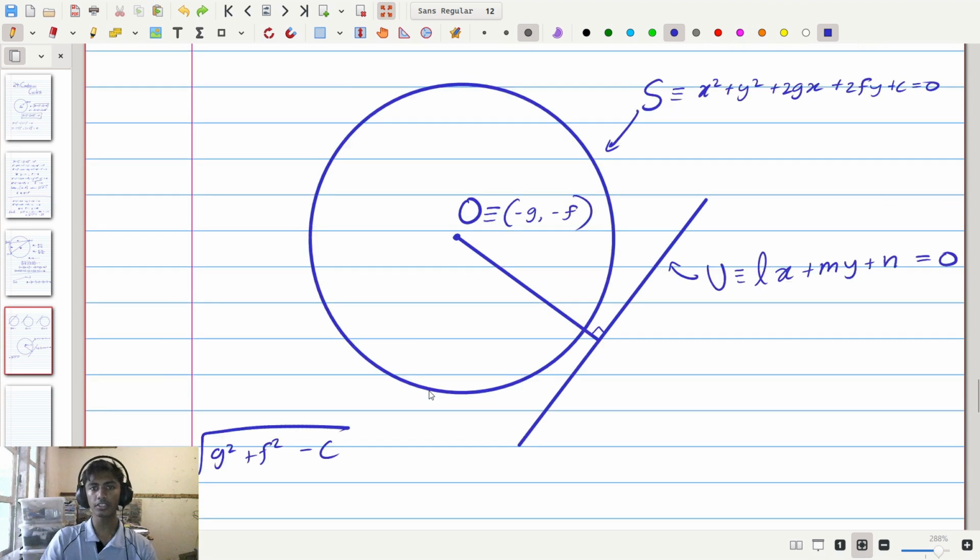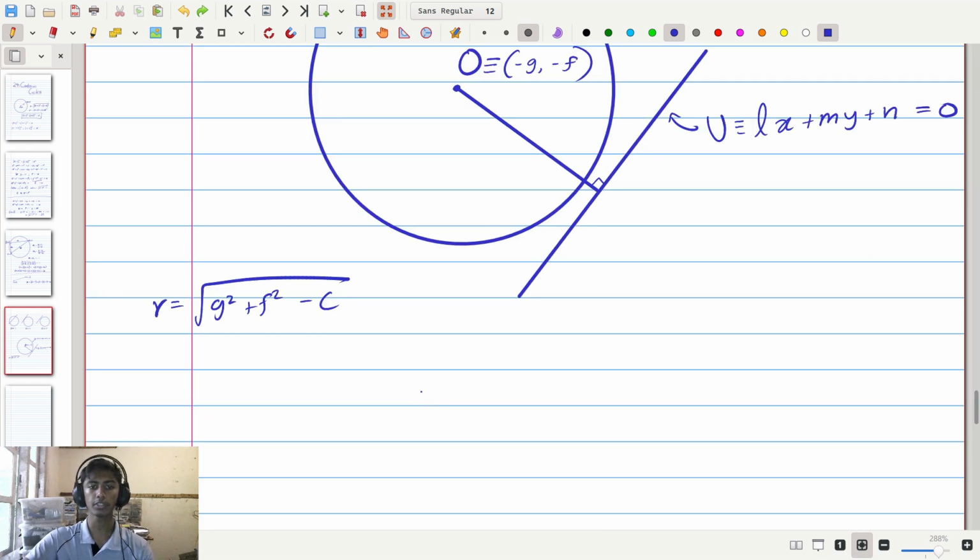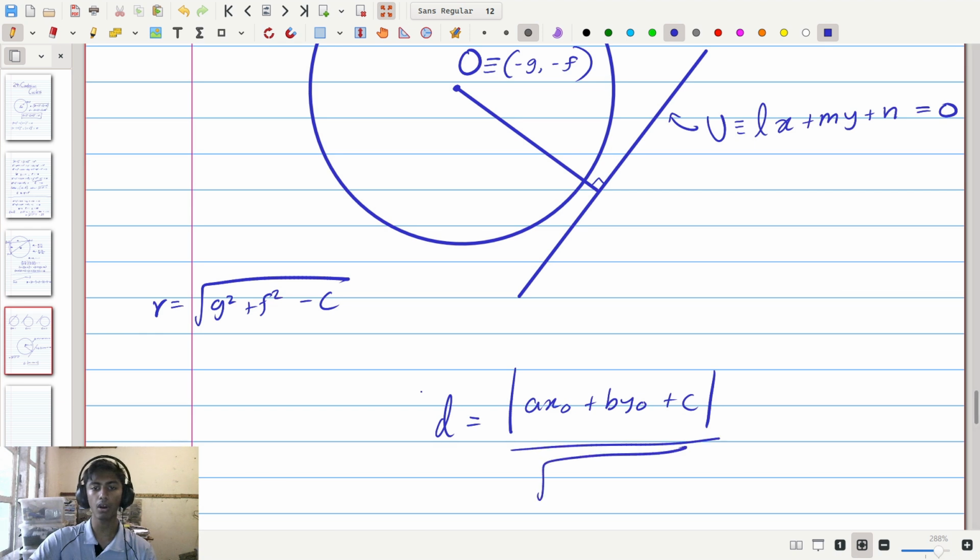The perpendicular distance from a point to a line is given by this formula here, which I'm going to write as d equal to the absolute value of ax0 plus by0 plus c divided by the square root of a squared plus b squared, where the point we're interested in is x0, y0, and a, b and c are constants of the line, which is of the form ax plus by plus c equals 0.